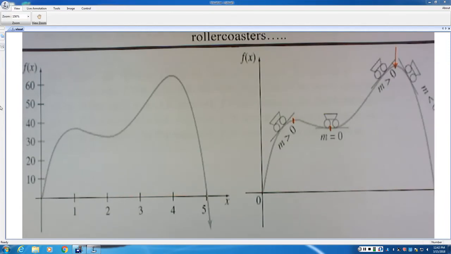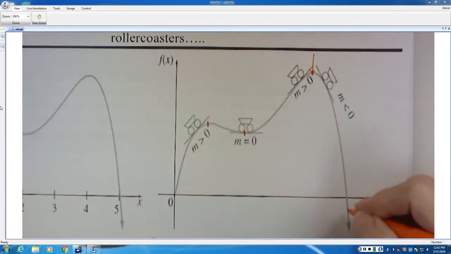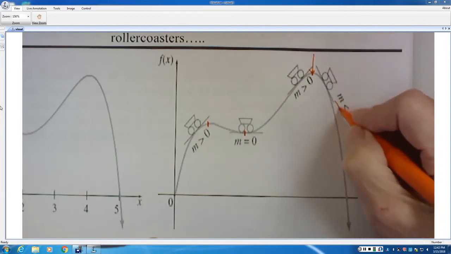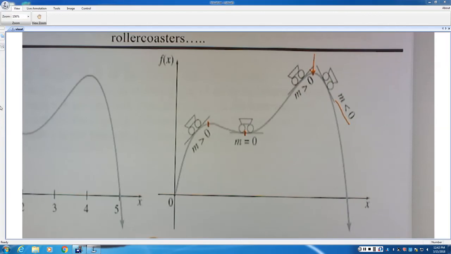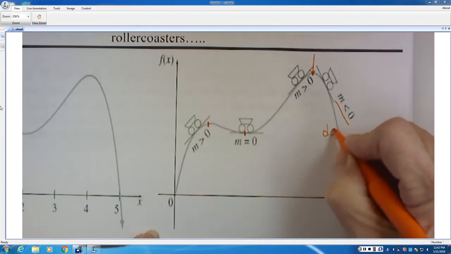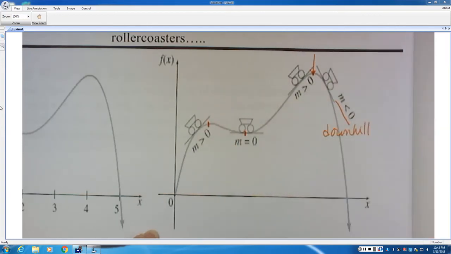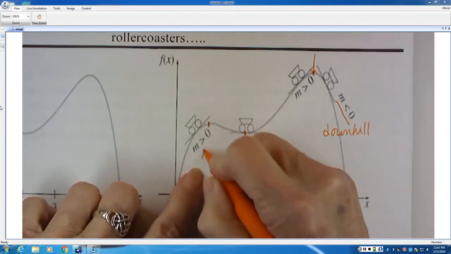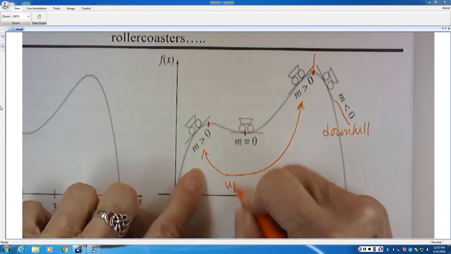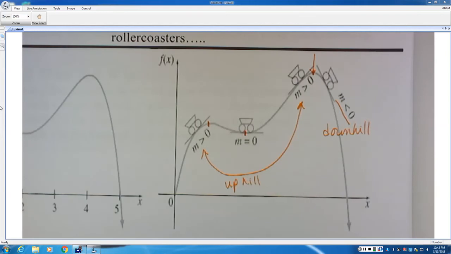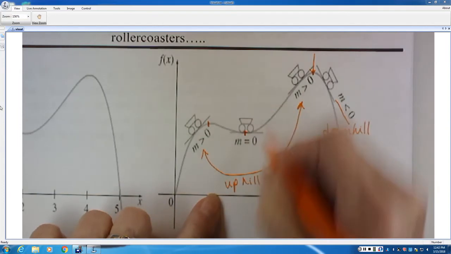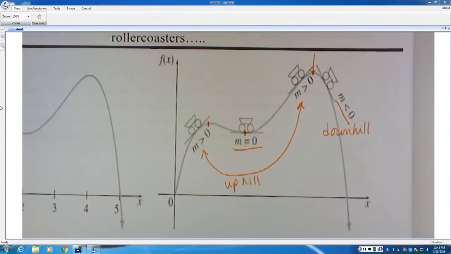And it goes downhill really fast. Okay? That means if it's going downhill, the slope is negative. So downhill, slopes are negative. Uphill, slopes are positive. But when you hit a flat place, the slope's equal to 0. It's not changing. Okay? You're sitting still for a second.